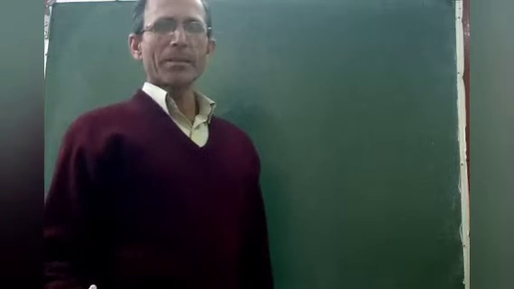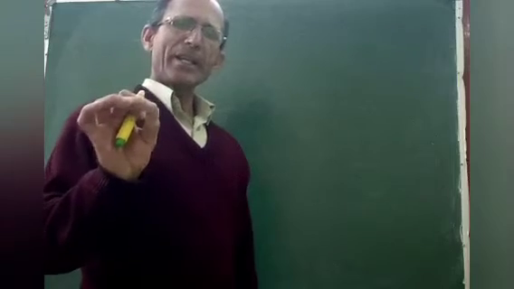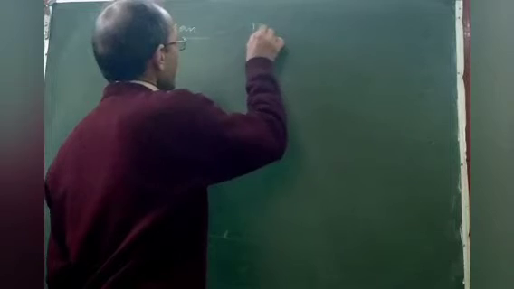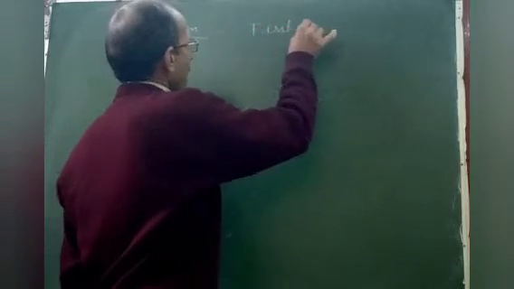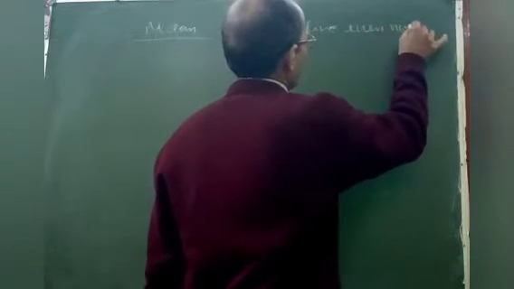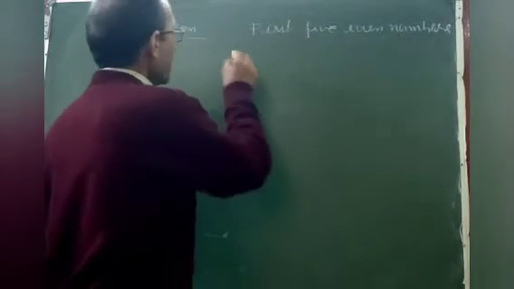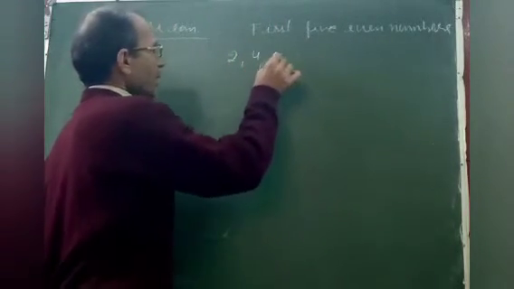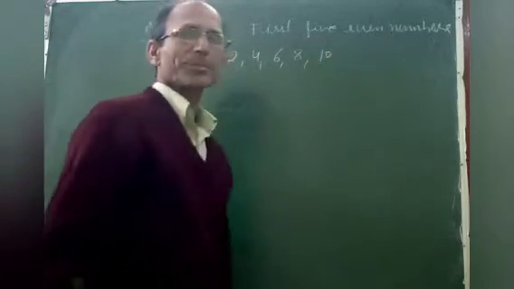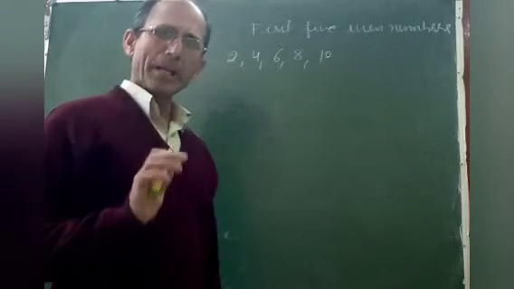Suppose we take the first 5 even numbers. The first even number is 2, second is 4, third is 6, fourth is 8 and fifth is 10. These are the first 5 even numbers. We have to find the mean.